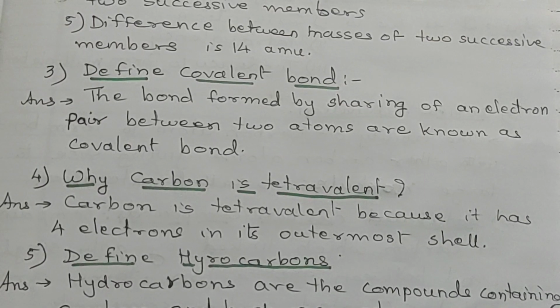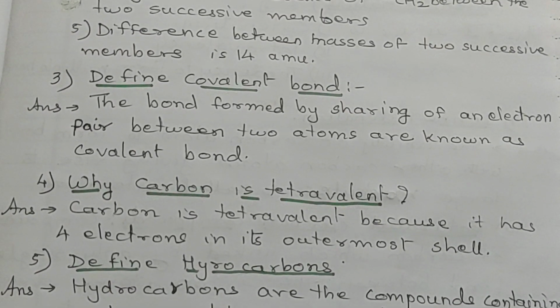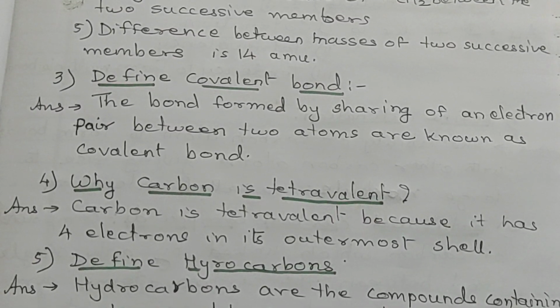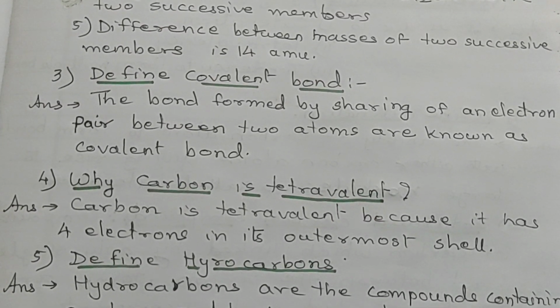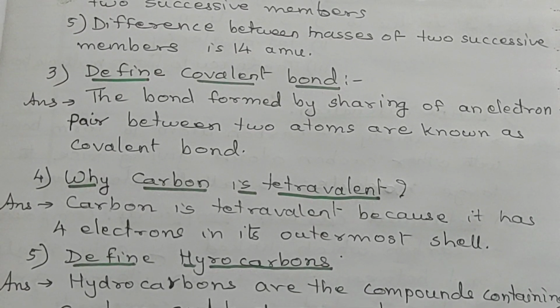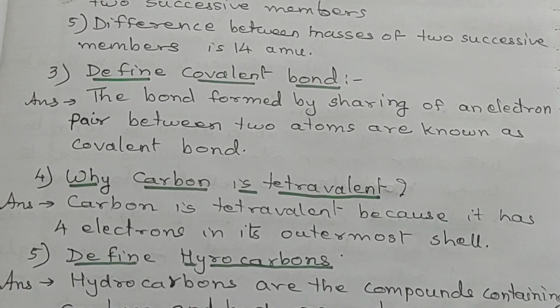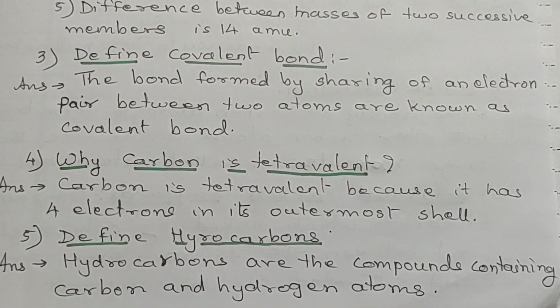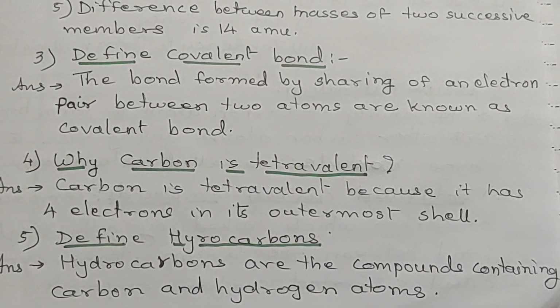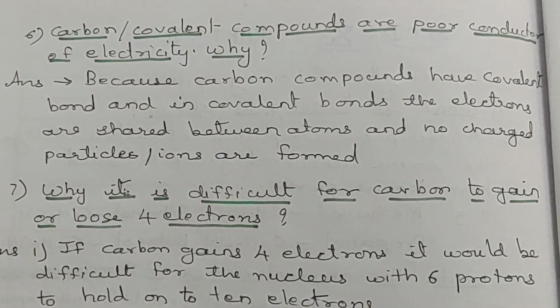Define covalent bond. The bond formed by sharing of an electron pair between two atoms is known as a covalent bond. Why is carbon tetravalent? Carbon is tetravalent because it has 4 electrons in its outermost shell. Define hydrocarbons. Hydrocarbons are the compounds containing carbon and hydrogen atoms.